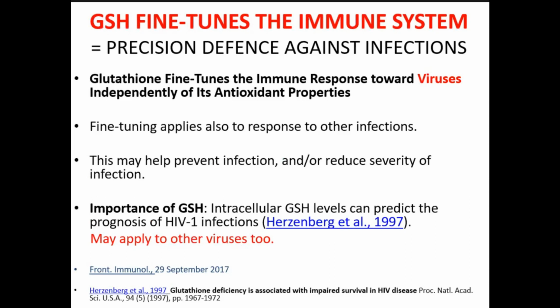The importance of glutathione is such that almost 25 years ago, it was already known that the intracellular glutathione level can predict the prognosis of HIV-1 infections. And this may apply to other viruses too. Okay, so 25 years ago, it was already known that low glutathione levels will give bad prognosis and high glutathione levels will give good prognosis in HIV infections.